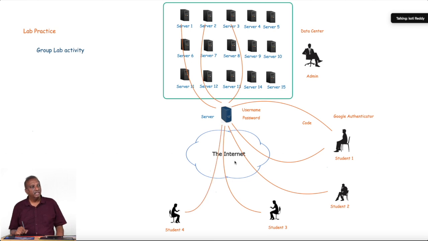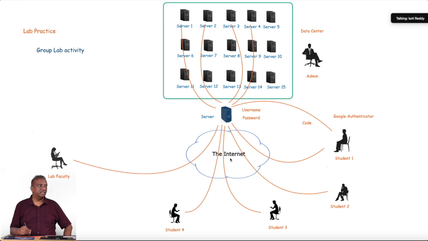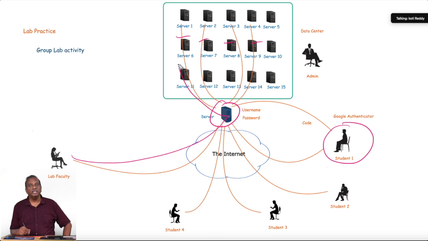Then what happens? A lab faculty also is there. He will also get connected to the same server. Now he can see what you are doing. So he can access all the servers, all the connections he can see, and he can help. If the student says, I'm not able to configure, he can go to this connection, verify what he's doing over there, and help him out in troubleshooting the concepts. So like that we thought we'll do proper group lab activity.